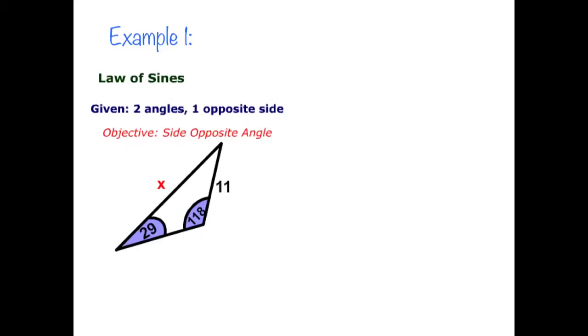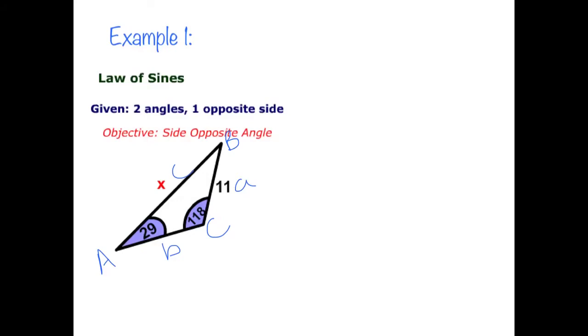So let's look at this first example here. We're given 2 angles and 1 opposite side, and we're going to solve for the side marked x here. First off, I'm going to label my triangle. You don't need to do this, but it's helpful when you're first starting and learning. So I'm labeling everything across from the same letters, capital letters for angles.